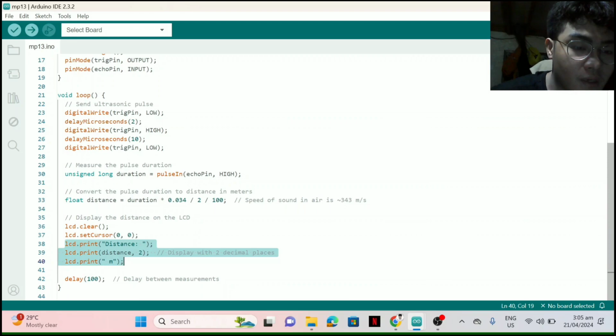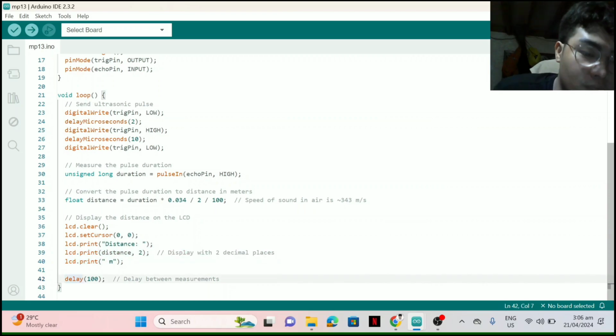Next one will be the delay of 0.1 microseconds, so that it will be delaying between the measurements on the LCD.